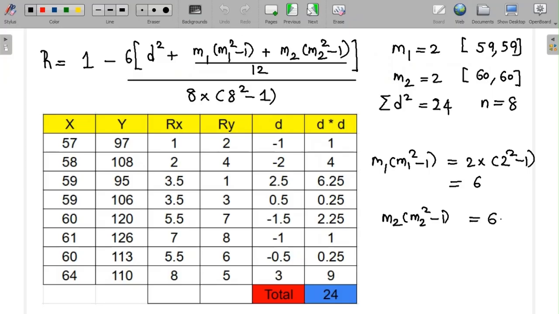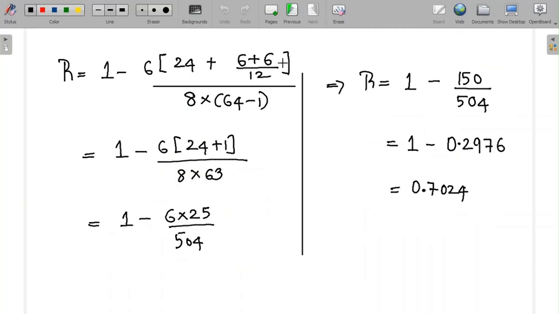Once we know these numbers, we go to the formula. The 6s are added to give 12. 12 is divided by 12 to give us 1. And this 1 is added to D square, which is 24. So this 25 is multiplied by 6 and divided by 8 times 8 square minus 1, which is 504. Simplifying, we see that the value of the rank correlation coefficient is 0.7024.